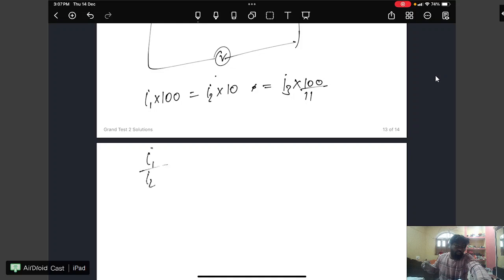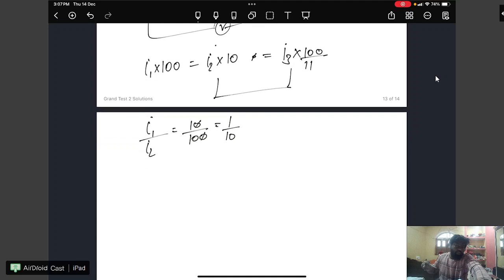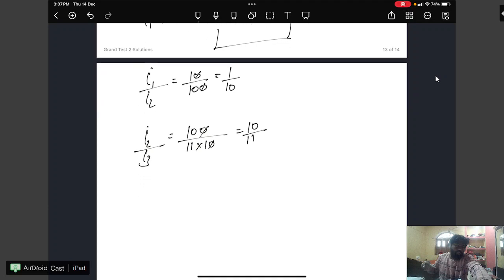I1 by I2 is equal to 10 by 100, we already know, 1 by 10. I2 by I3 is 100 by 11 into 10, which is 10 by 11, 10 is to 11. Okay. So I1 is to I2 is to I3 will be 1 is to 10 is to 11.